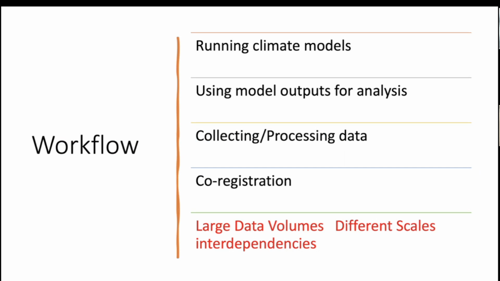Finally, I'm just going to pick up on the main things that I do here. That involves running climate models and using model outputs for analysis, especially the CMIP6 catalog. There's also the collection and processing of data. By that, I don't mean internal to an HPC. I mean actually collecting it on the ground, being able to share it globally, and being able to process it in a format where it can be co-registered between things like airborne campaigns, ground campaigns, and climate models. A lot of the problems here are that we have very large data volumes, which are difficult to keep in parallel. There are different scales, and there are a lot of interdependencies that aren't very clear.